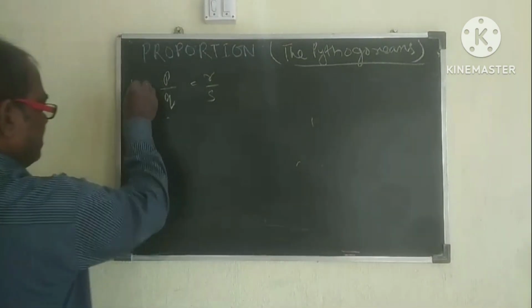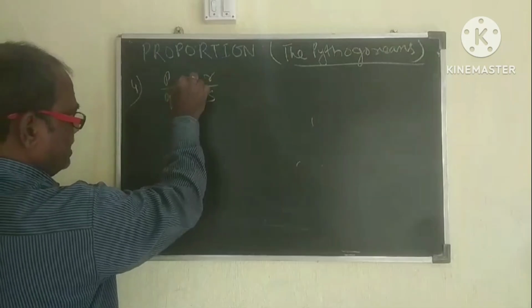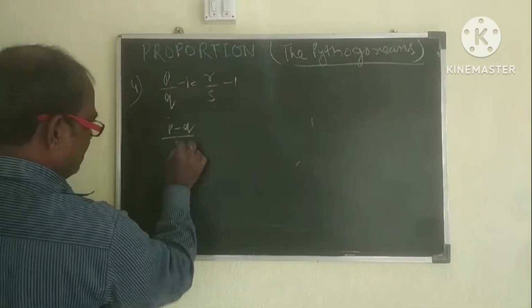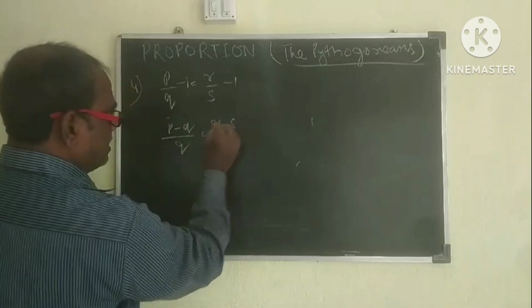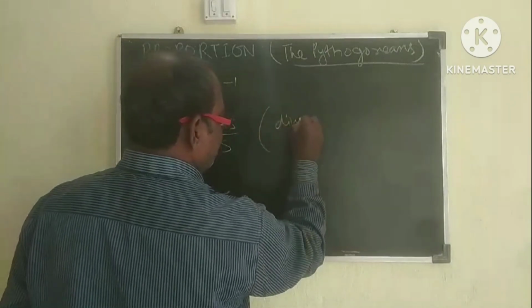Number 4, again P by Q is equal to R by S. If we subtract 1 from both sides, then what we get is P minus Q by Q is equal to R minus S by S. This we say as dividendo.